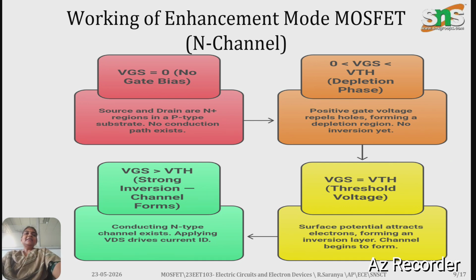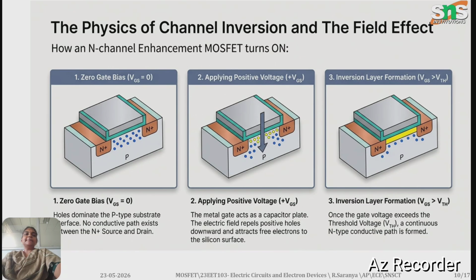Okay, when the VGS is above the threshold voltage, a conducting N-type channel now exists between source and drain, and VDS drives the drain current ID from source to drain through the channel, and the channel charge density is approximately proportional to VGS minus VTH. Okay, so these are the 4 different operations which are done using the MOSFET.